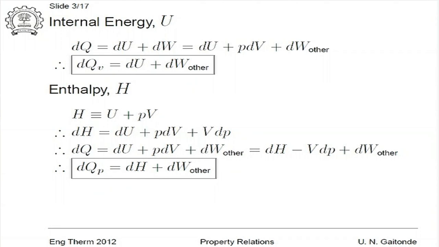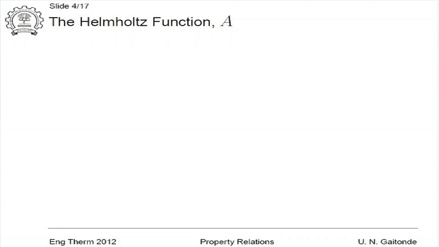So these two expressions one should be familiar with, because a common mistake is to assume that for a constant volume process dQ equals dU. That is not true. It will be true only if dW other is 0. Same thing for a constant pressure process, dQ at constant P will be dH only if dW other is 0. Now we are going to define two special energy functions. The first of them is the Helmholtz function, given the symbol A.